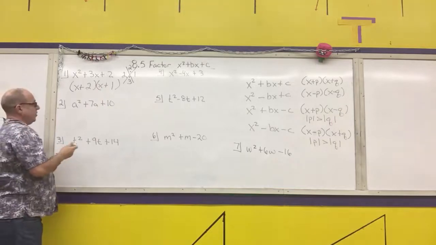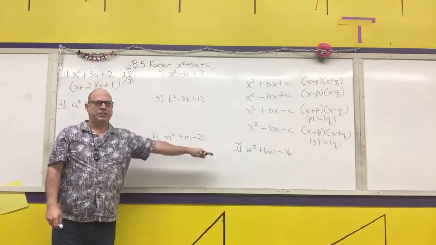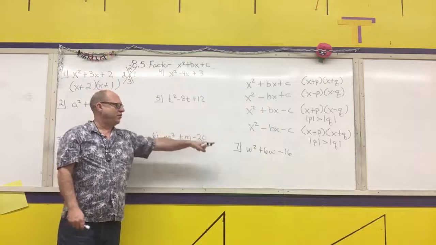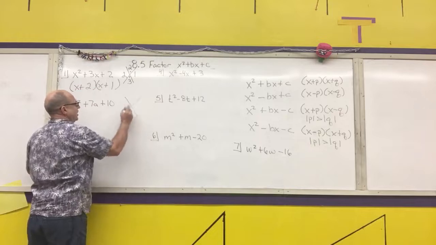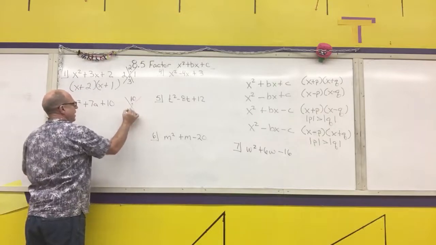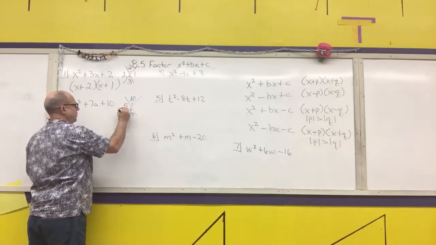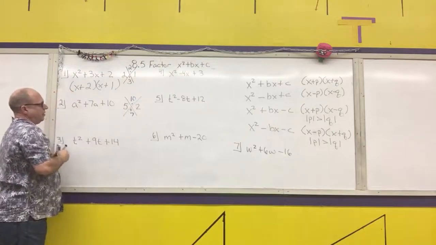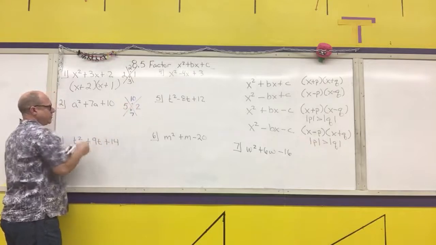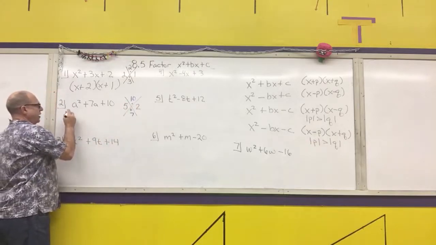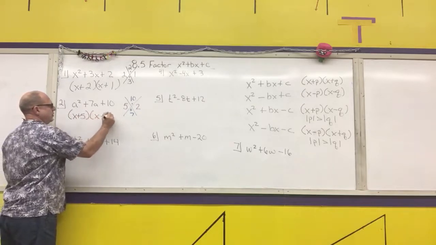And again, I repeat that for all of these. So now is where it really becomes apparent that you need to know your multiplication tables, and you need to know all the different ways to get these integers by multiplication. So I need two numbers that multiply to 10, that add to 7. Those two numbers in this case would be 5 and 2. The only options I had here were 5 and 2 and 1 and 10, but if I had 1 and 10, it would add to 11. So the answer here would be x plus 5 times x plus 2.